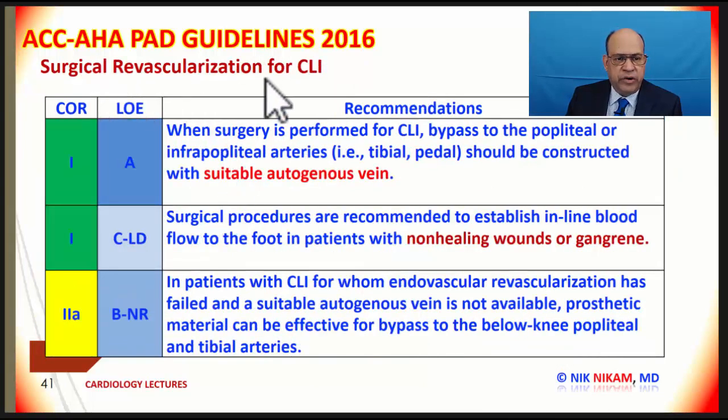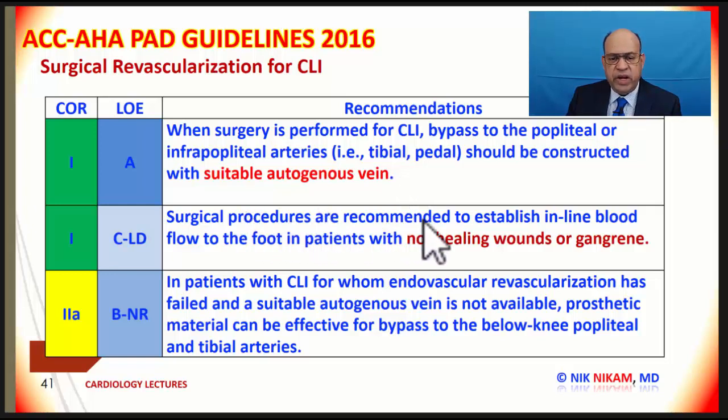Surgical revascularization. When do we consider surgical revascularization for patients with chronic limb ischemia? When surgery is performed for chronic limb ischemia, bypass to the popliteal or the infrapopliteal arteries should be constructed using suitable autogenous vein. It is very important to stress this point: if we use a synthetic graft, the chances of the graft staying open are very limited.